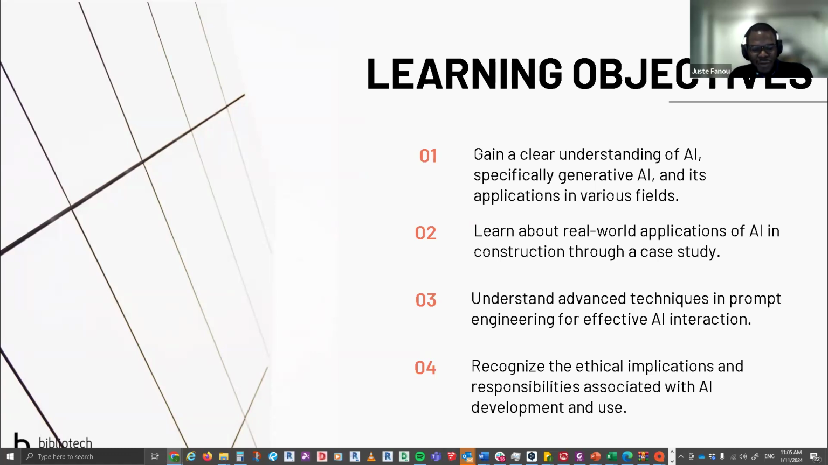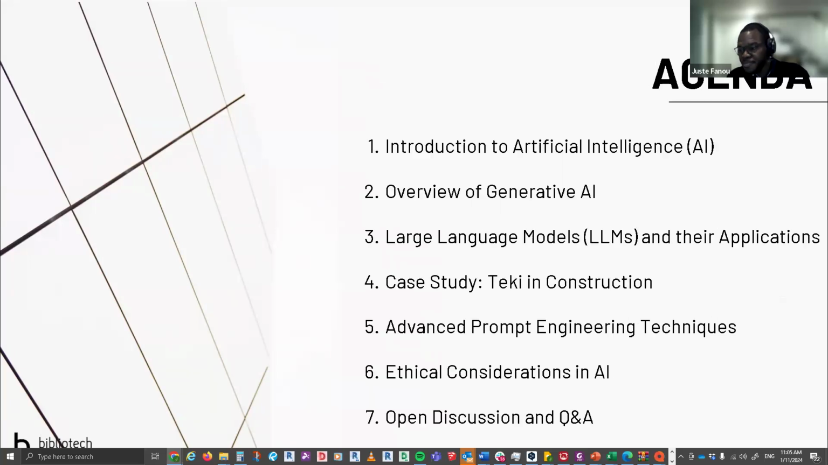We'll also understand advanced techniques for prompt engineering and effective AI interaction. We'll talk about what that means, and we'll recognize the ethical implications and responsibilities associated with AI development and use.